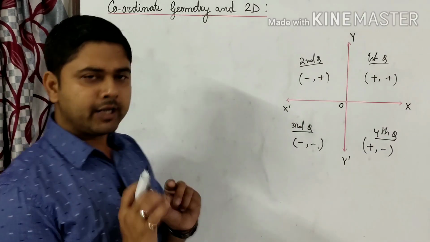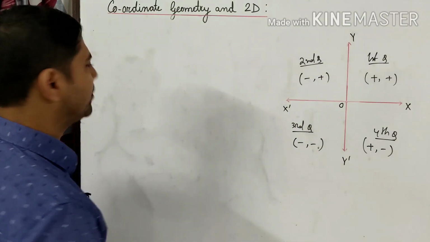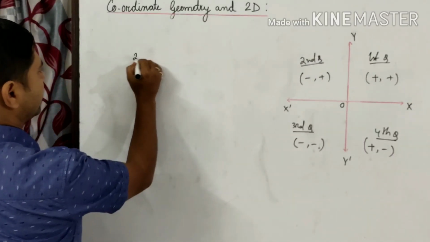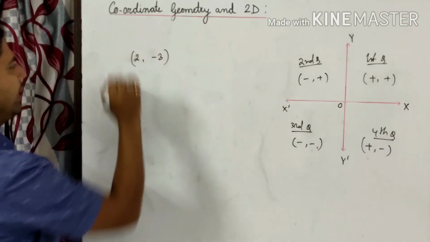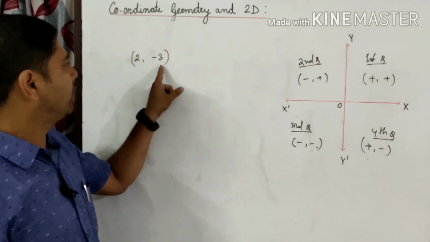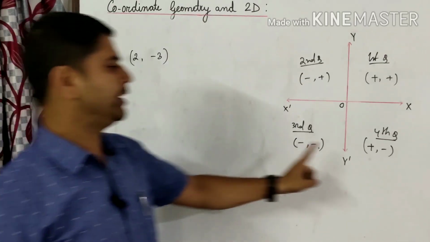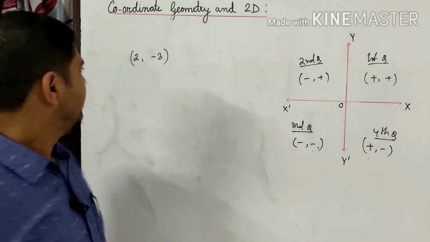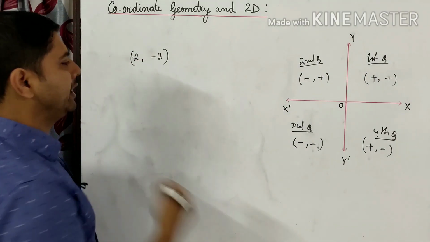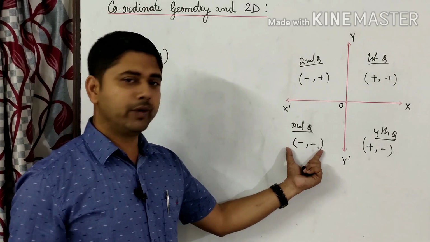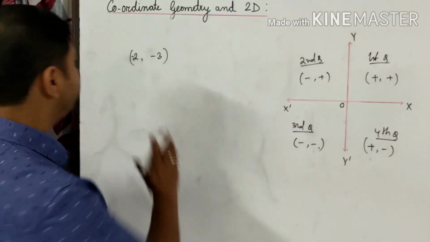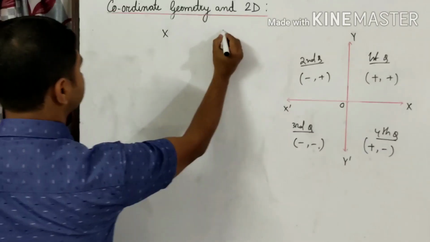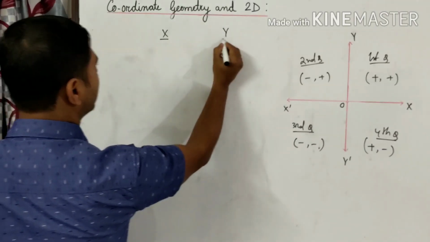Negative. That means when you consider a point, like 2, minus 3, it lies where? The x coordinate is positive but the y coordinate is negative. X coordinate positive, y coordinate negative. That means this point lies on the fourth quadrant. If both are negative, x is negative and y also negative, that lies on the third quadrant. That means simply you have it like that. Here we consider the x and y coordinates.